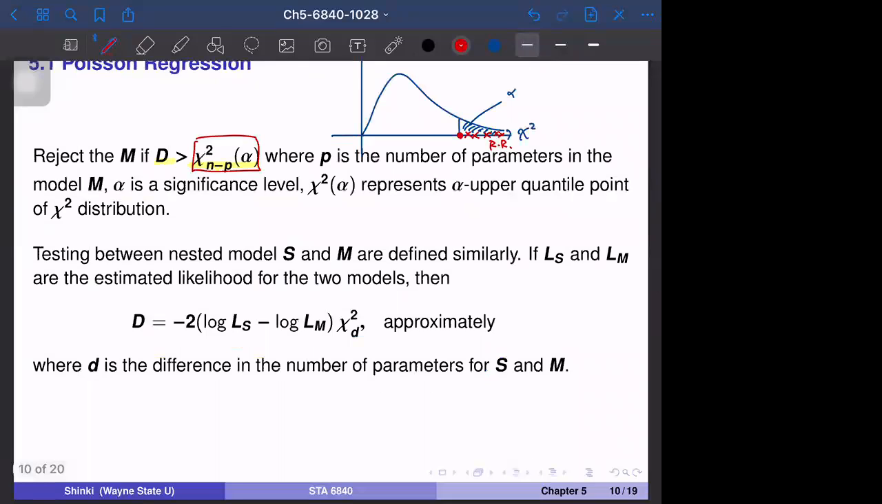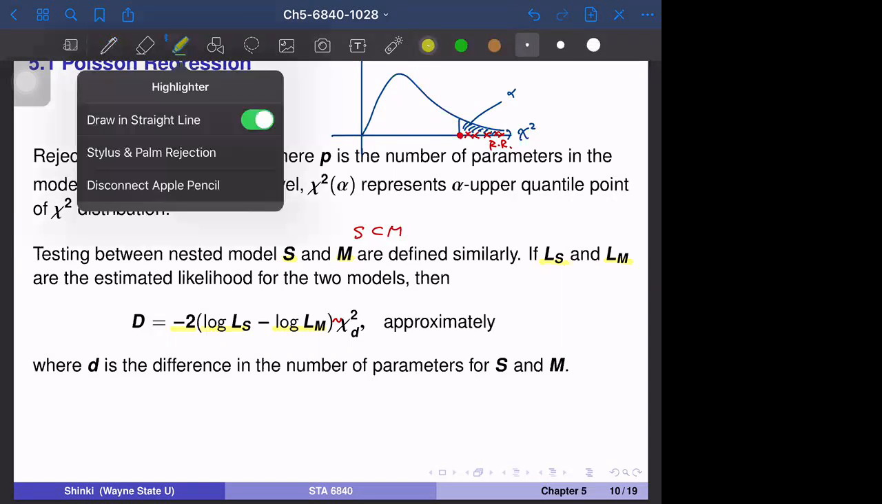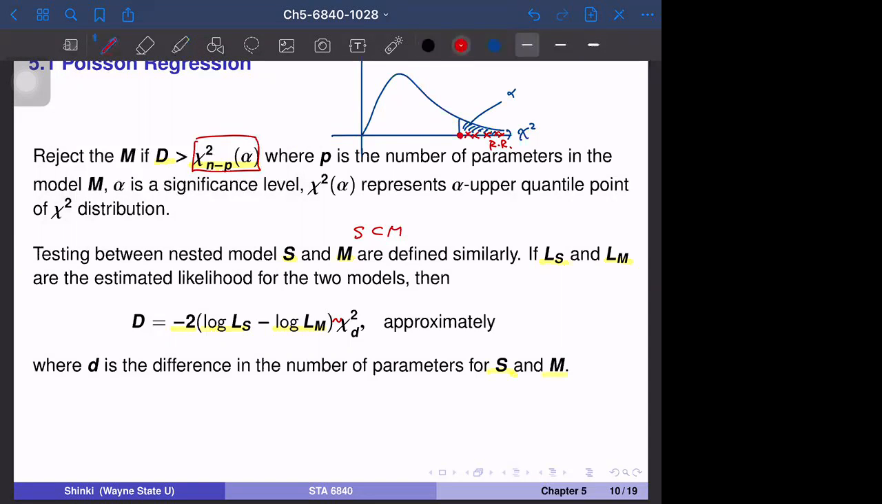And also the two nested model case. If we have the model S and the model M, and S is nested in M, suppose that LS is the likelihood for S and LM is the likelihood for M. Then calculate the log of LS minus the log of LM and multiply by -2. Then this follows a chi-square distribution with degrees of freedom D. And here D is the difference in the number of parameters for S and M. So if S has 2 parameters and M has 5 parameters, then the difference is 3. So D is equal to 3.